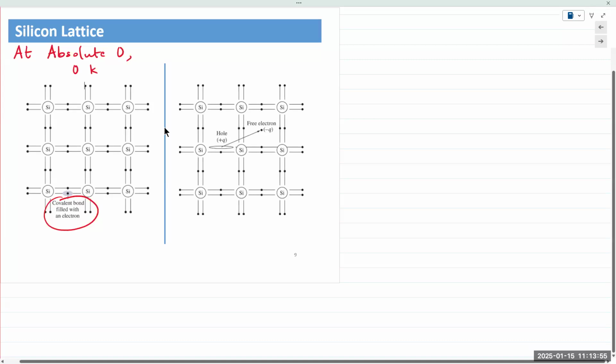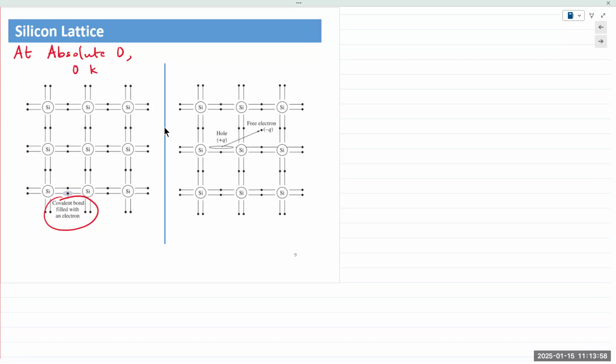As the temperature increases, because of the acquired thermal energy, some of the covalent bonds are broken. Some electrons acquire enough energy that they're able to break free of their bonds and are now freely moving around in the lattice structure. And so that right here is the representation where a bond is broken.